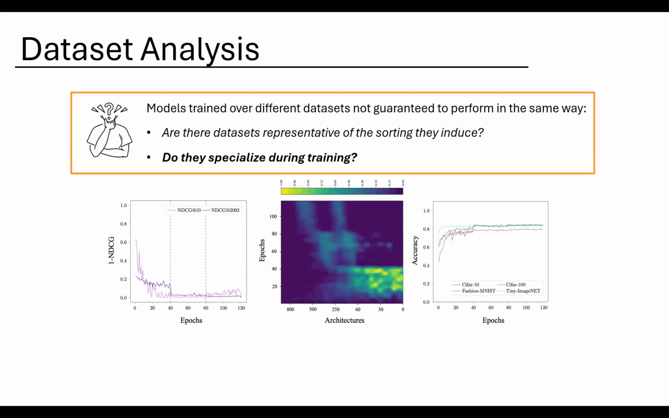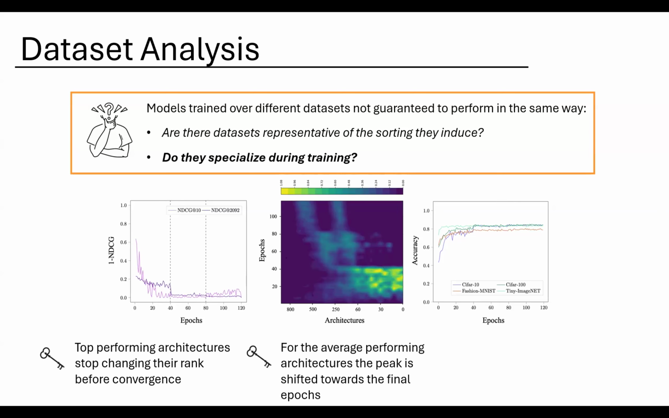Second question is, do the networks that we have specialize during training? So we again checked the ranking correlation of the networks as training was evolving. And the key message from this slide is that we noticed that the top performing architectures, which is the dark purple plot, stop changing their rank way before convergence and at a specific moment, which is where we dropped the learning rate for the first time. Then we notice from the middle plot that the average performing networks keep changing their rank until the end, and they're very influenced by the hyperparameters.